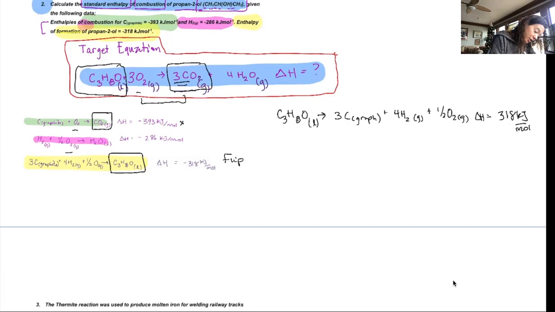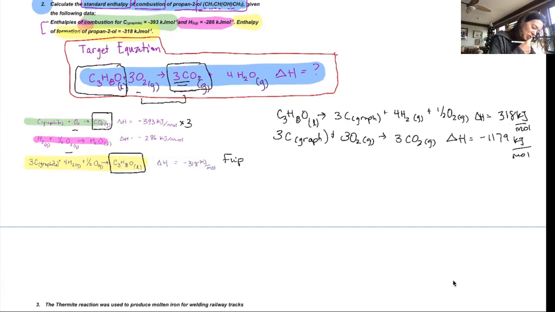Okay. That gives us 3 graphites, 3 carbon graphites, plus 3 O2 gas yields 3 CO2 gas. We multiply that by 3. So if I do the negative of 393 times 3 equals -1179. All right. And that's kilojoules per mole of that reaction, the way it's written.